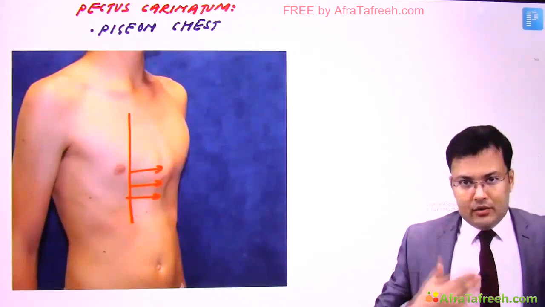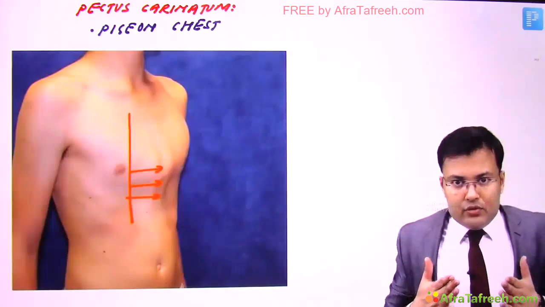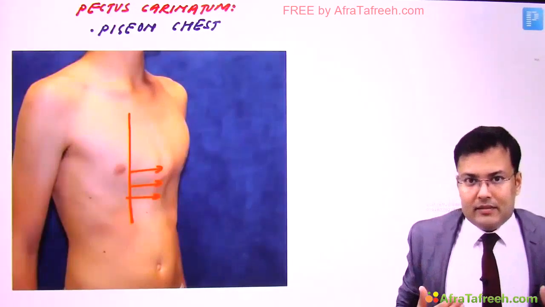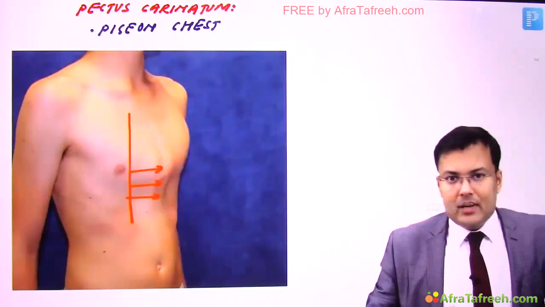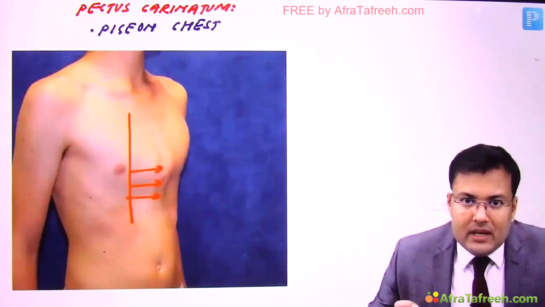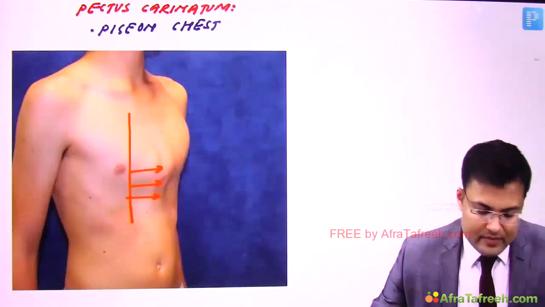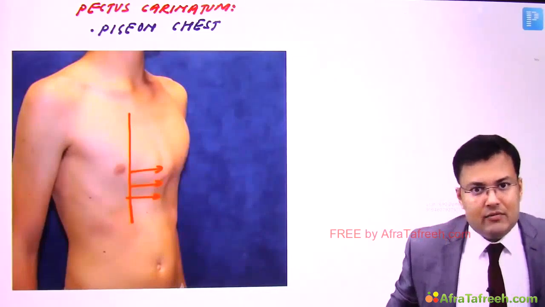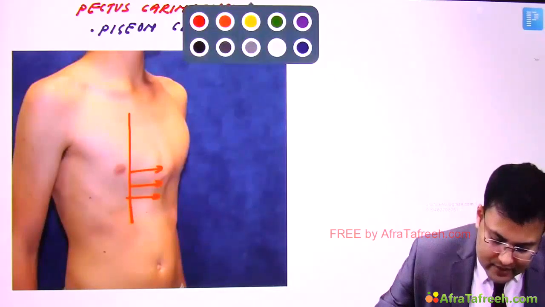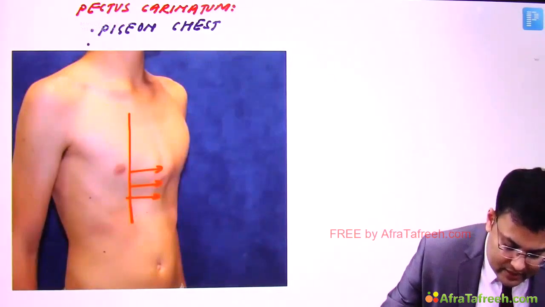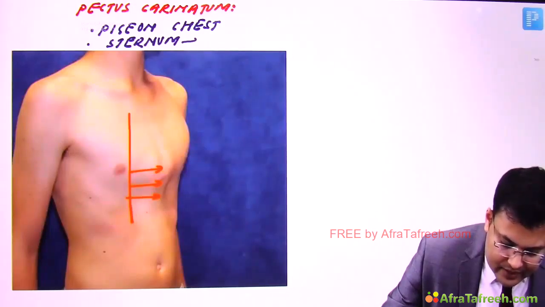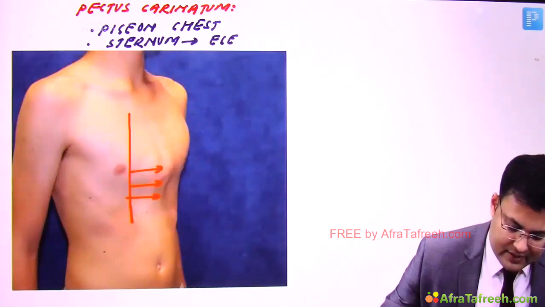Now what is the problem here? You can see the sternum is protruded or elevated above the level of the ribs. And what is the most common type? In the most common type, the middle and lower part of the sternum and costal cartilages are involved. So here you can see that the sternum is elevated above the level of the ribs.